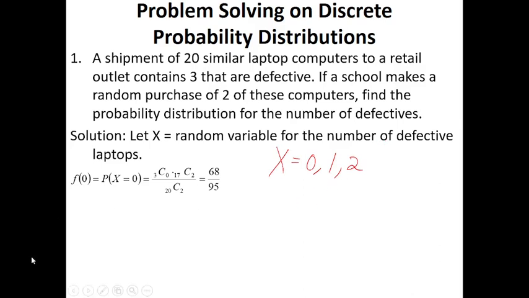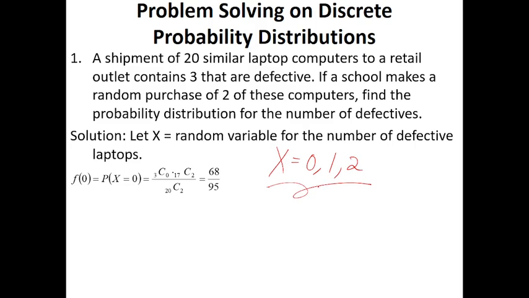Okay? So in this case, probability that x equals 0 now is 3C0 times 17C2 over 20C2 equals 68 over 95. No? Okay, paano nakuha yan? Ganito lang yan. So let's analyze. So this is f of 0 equal to probability that x equals 0. Kasi alam na natin yung mga values eh. Alam na natin yung all possible values of the random variable.